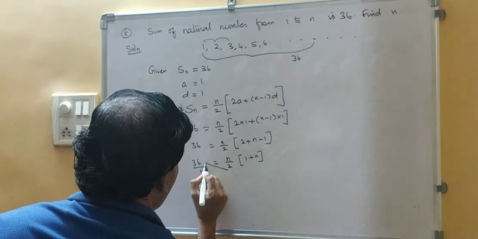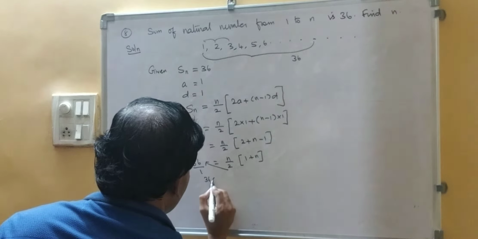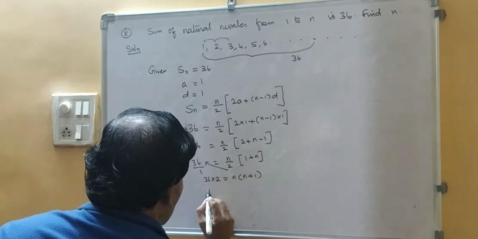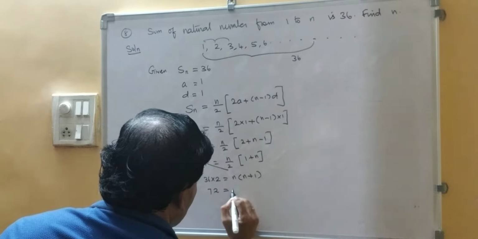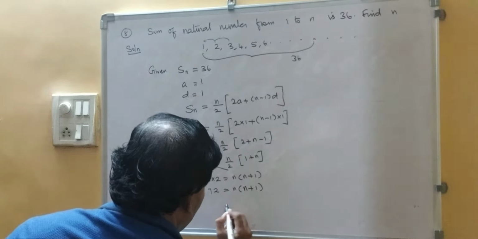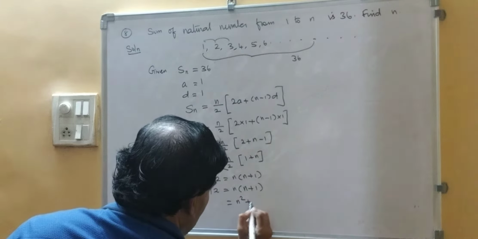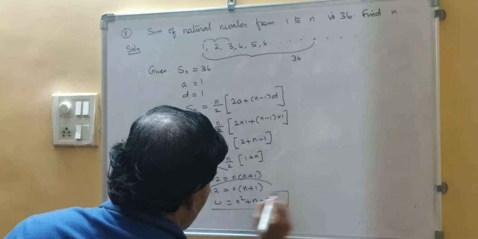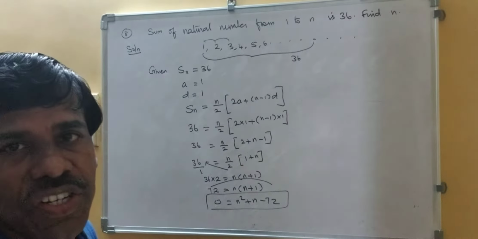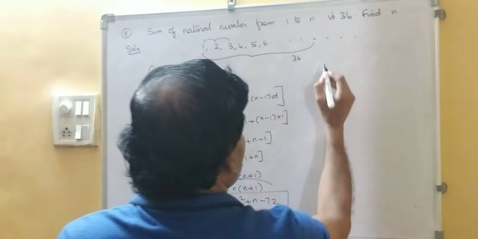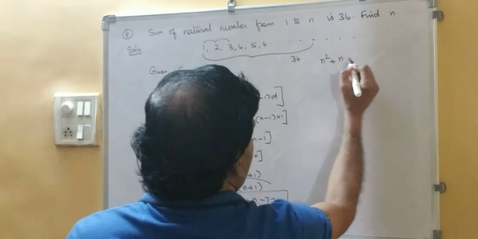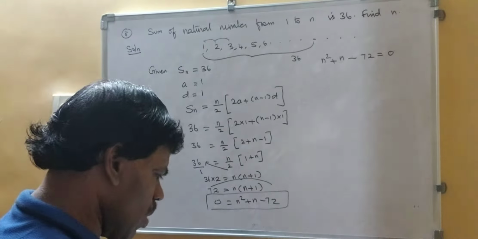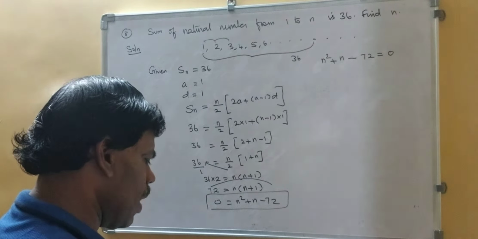Where will this 2 go? Here. So 36 into 2 equal to n into n plus 1. 72 equal to n into n plus 1. So n square plus n. This 72 you take here. What do you get? A quadratic equation. You will solve it: n square plus n minus 72 equal to 0.